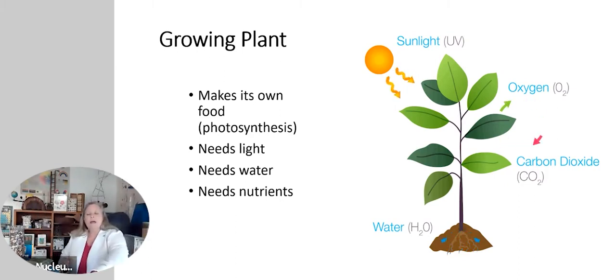So meanwhile, what's happening is that the plant is breathing out oxygen and taking in carbon dioxide. Well, that's great for us because we breathe out carbon dioxide, and we need to breathe in oxygen. So if it weren't for plants, we wouldn't be here either. So our plants, remember, make their own food. They need sunlight, water, and nutrients. And those nutrients, they usually do get from their soil.